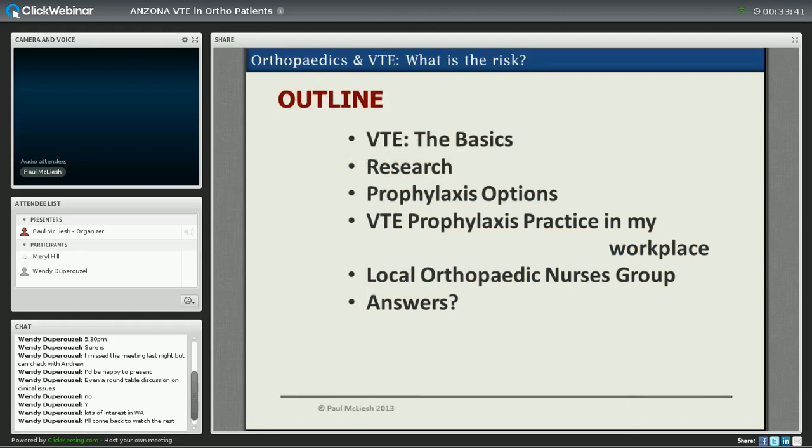So what I'll go through tonight is some of the basics around VTE, some of the research that's been published around VTE in orthopaedics, some of the prophylactic options in terms of trying to prevent VTE, some of the prophylaxis I used in my workplace when I was in the Royal Adelaide Hospital. So I don't work there anymore, but I'll describe that. And each area and each hospital have quite a different practice in terms of preventing VTE from occurring.